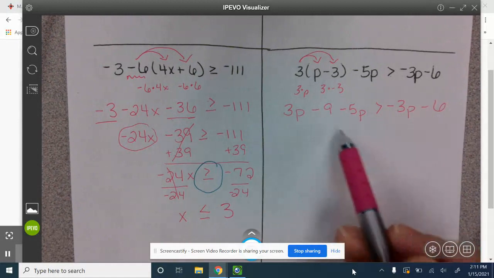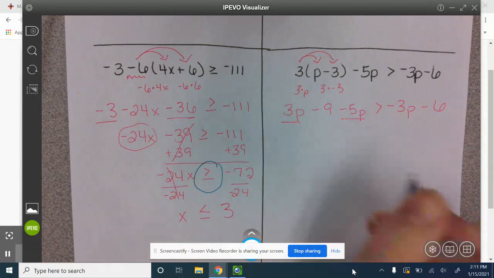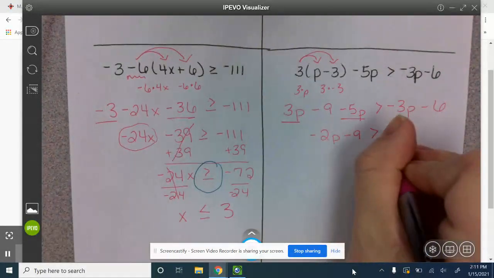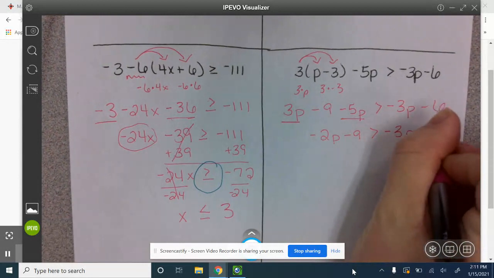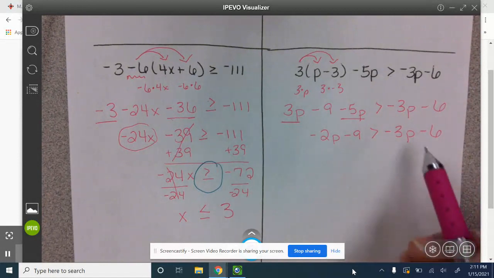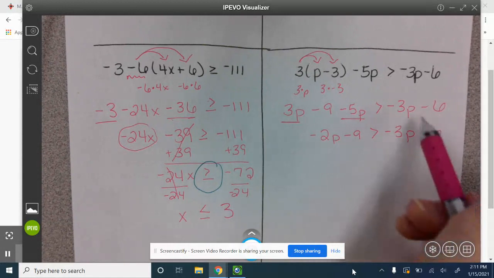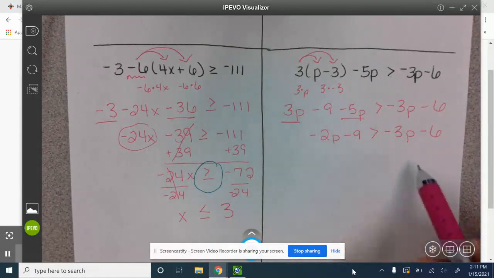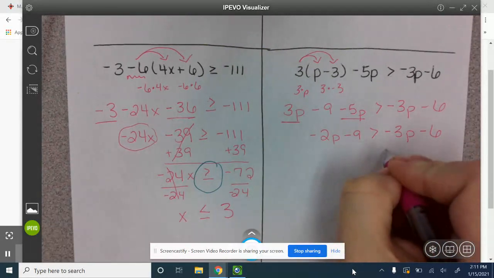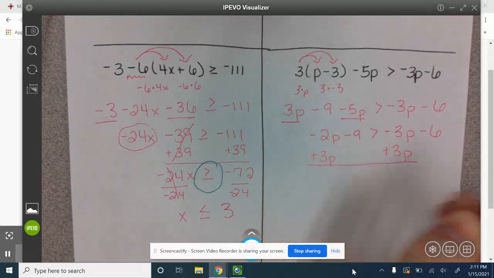Before we even look to see that we have p's on both sides, we're going to go ahead and do 3p minus 5p. So I have negative 2p minus 9 is greater than negative 3p minus 6. Now, at this point, we can get our variables on the same side. I've told you multiple times, I'm always going to move the one that's smaller. Between negative 2 and negative 3, negative 3 is smaller. So how do you undo negative 3p? You're going to add 3p. So we add 3p to both sides.